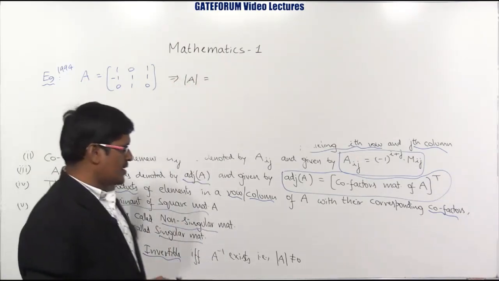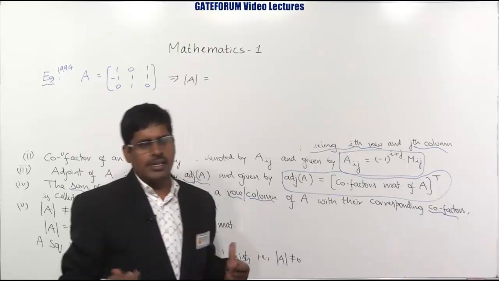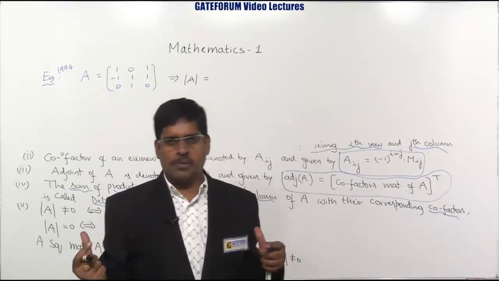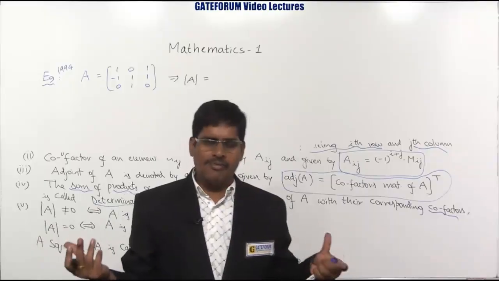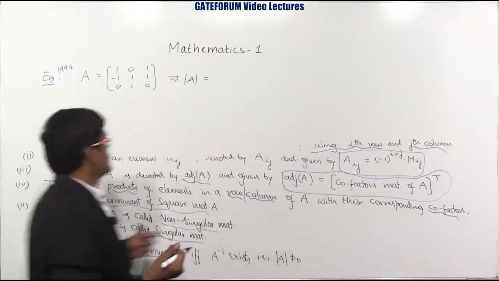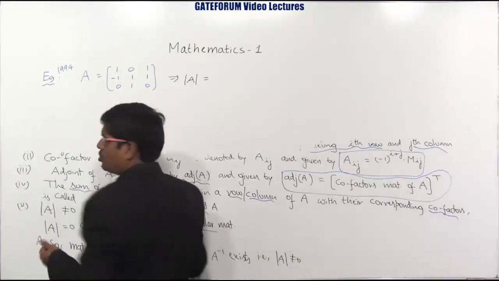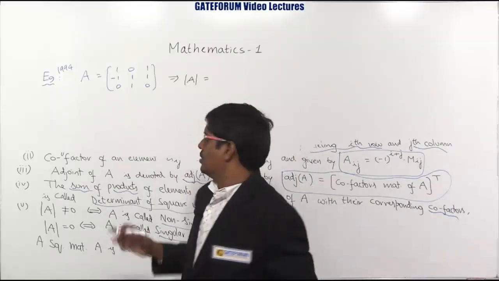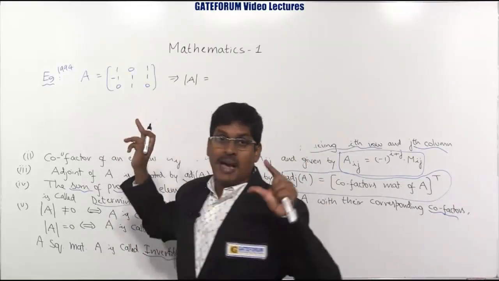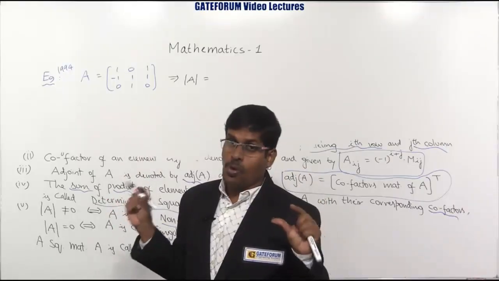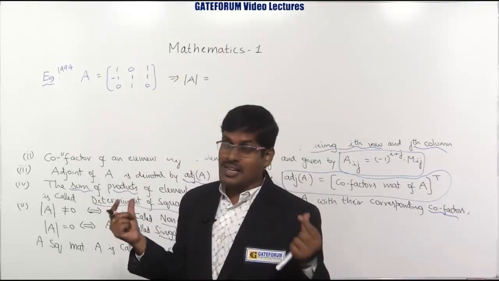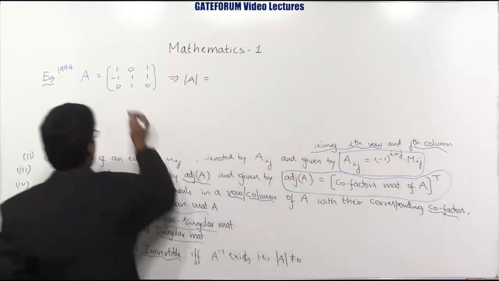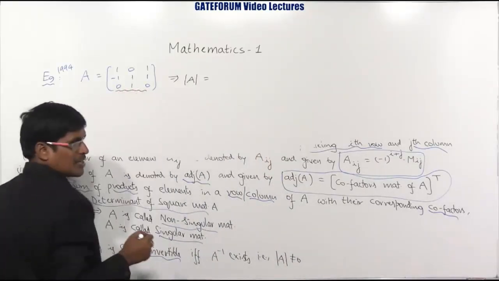Don't find cofactors and adjoint A first and then determinant A as the second step. Sometimes if you find adjoint A first and determinant A second, and determinant A is 0, then it is unnecessary time waste. So usually, when selecting a row or column before expanding the determinant, the best row or column is the one containing maximum zeros. Because if more elements are 0, it takes less time to simplify. 0 into anything is 0, that is why. So I want to select the third row for expanding.